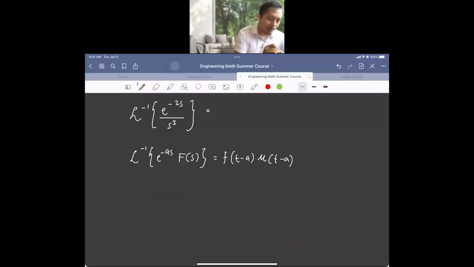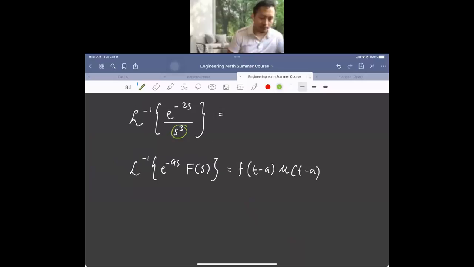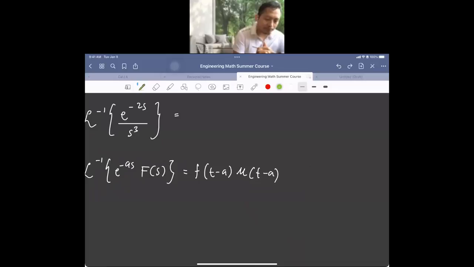Okay, now looking at this s cubed, the inverse of this is probably... Remember that when you have something like 1 over s, that will be just a constant. But if you have something squared or cubed, maybe this will be equal to t squared, if you remember the basic Laplace. So from those relations, we might have another t with a power of some constant, right?